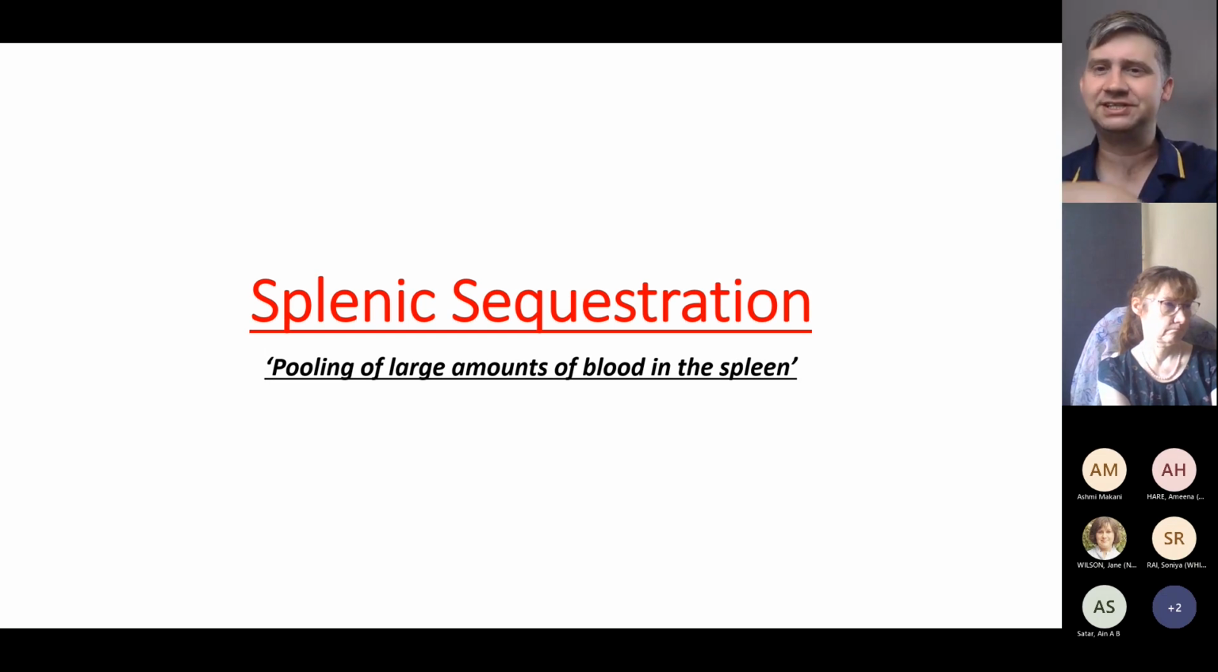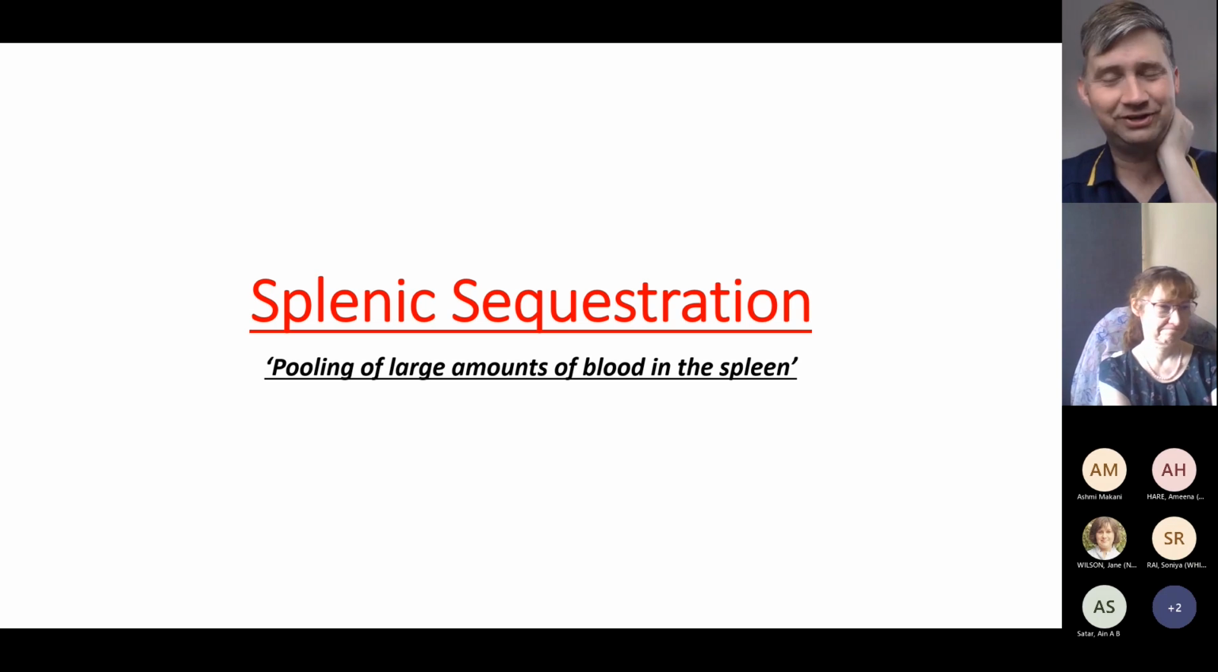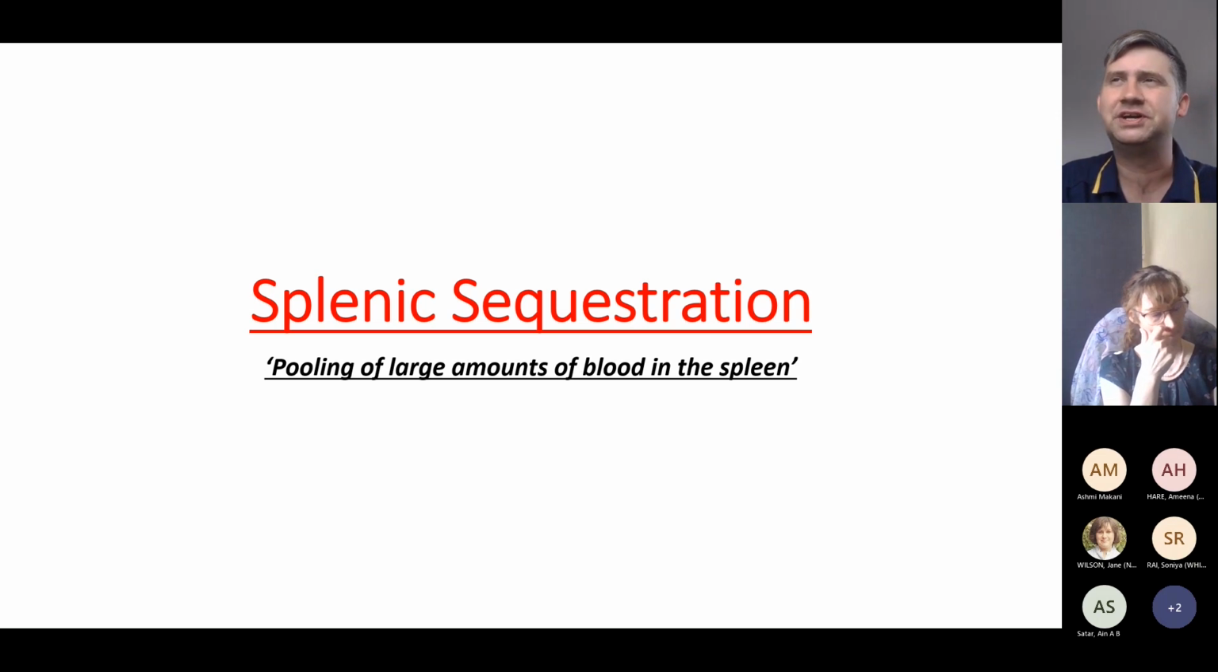Splenic sequestration, does anyone know what that is? It's quite common in children, unfortunately. So I'll quickly go over it. Splenic sequestration is the pooling of large amounts of blood in the spleen. So sometimes our patients present with abdominal distension, a massive spleen. You can palpate the spleen, and they become very anemic. And you're thinking, is this parvovirus that could cause an aplastic crisis? Is this splenic sequestration?